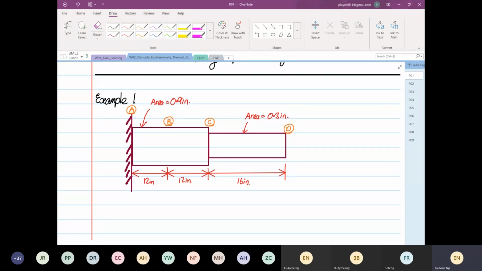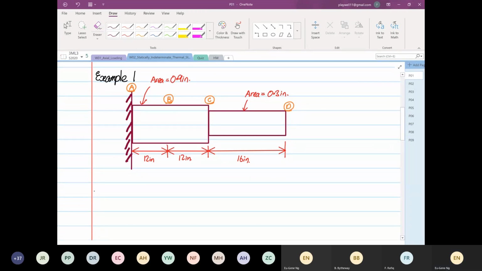So what we want to find is the total elongation. We would like to find the total deflection induced by the applied load.